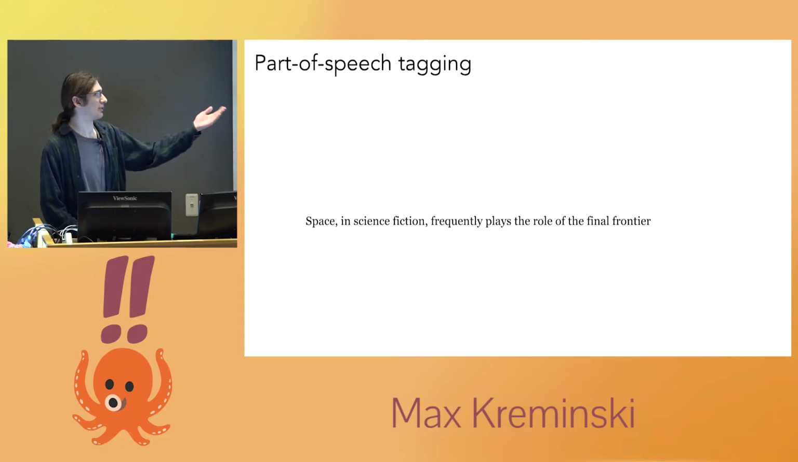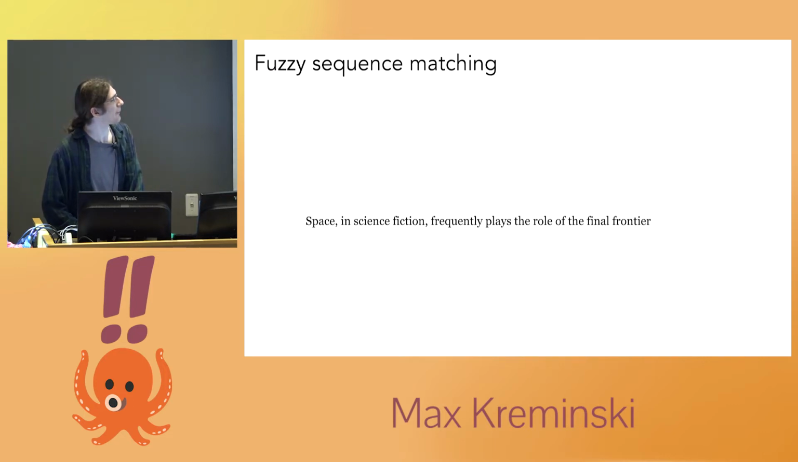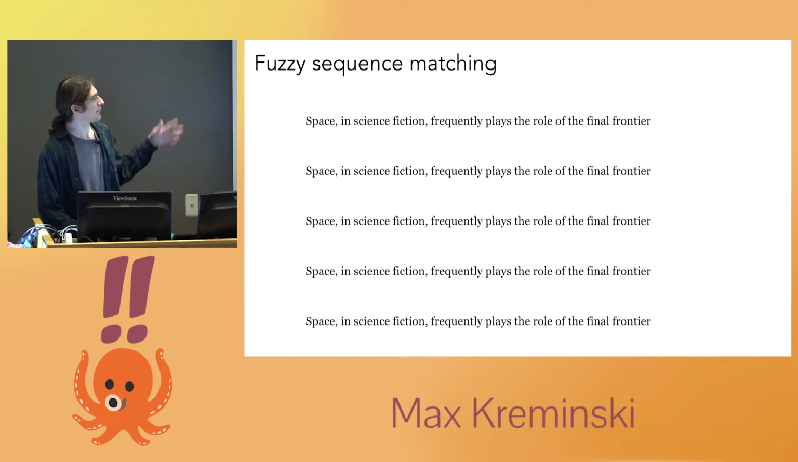We're going to take a source input, which is in this case a sentence from my blog: "Space in science fiction frequently plays the role of the final frontier." We're going to go through this and say, for each of these, what part of speech is it? And there are a lot of libraries that do this. I use something called POS.js, for part of speech JavaScript, but there's any number of tools that let you do this. And then we can expand it out to a whole bunch of copies of it, and we can do some fuzzy sequence matching on these copies.